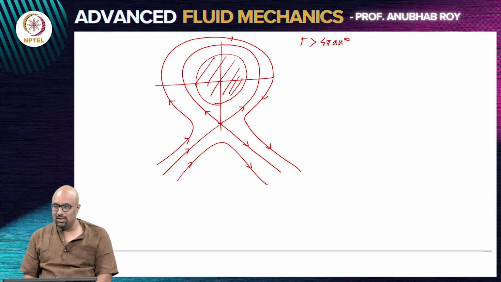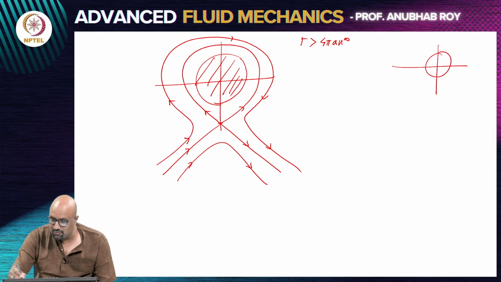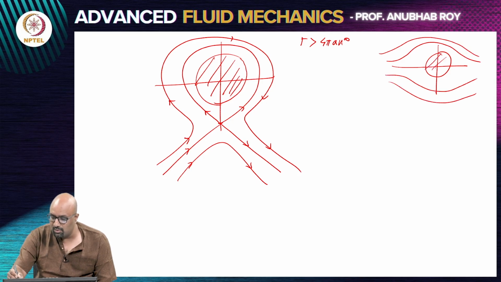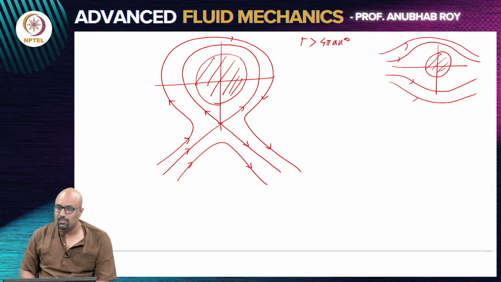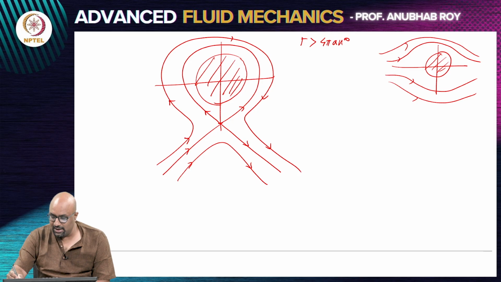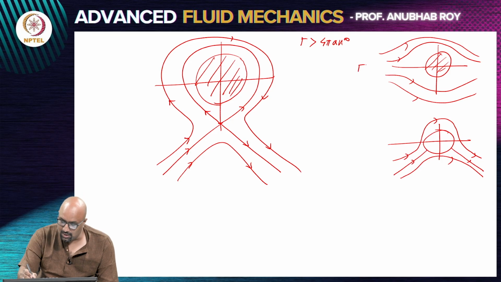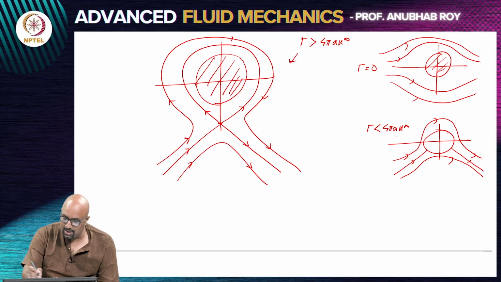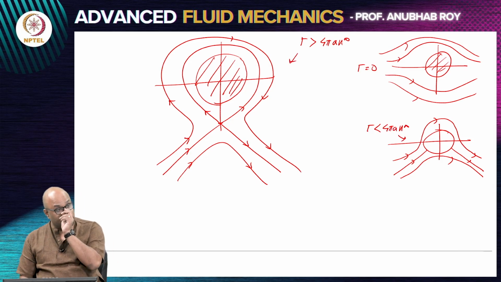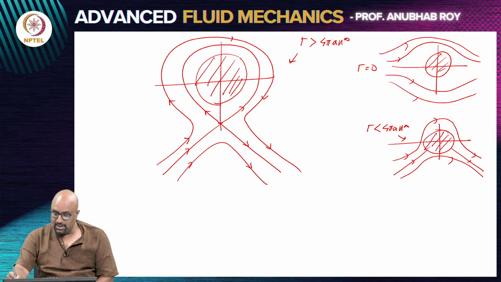So, we started out from a picture that in the absence of circulation has these open streamlines that go around the circular cylinder. Then we saw that with increasing circulation, the streamlines basically develop a degree of top-bottom asymmetry. So, this is for gamma equals 0, this is for gamma less than 4 pi a u infinity, and now you are seeing the case when gamma is greater than 4 pi a u infinity. So, these are the scenarios that you will have.